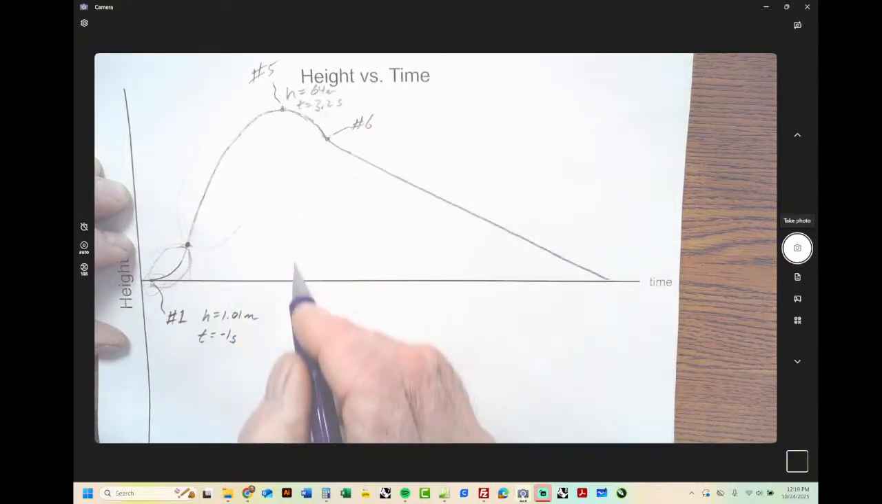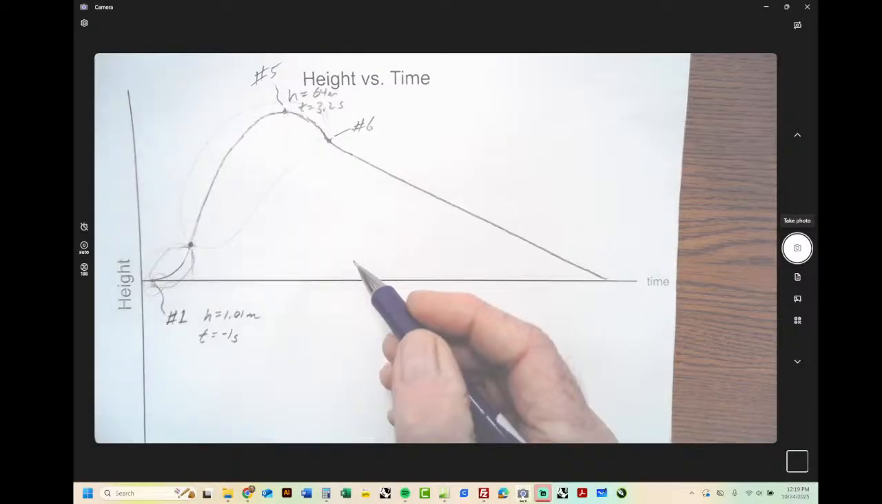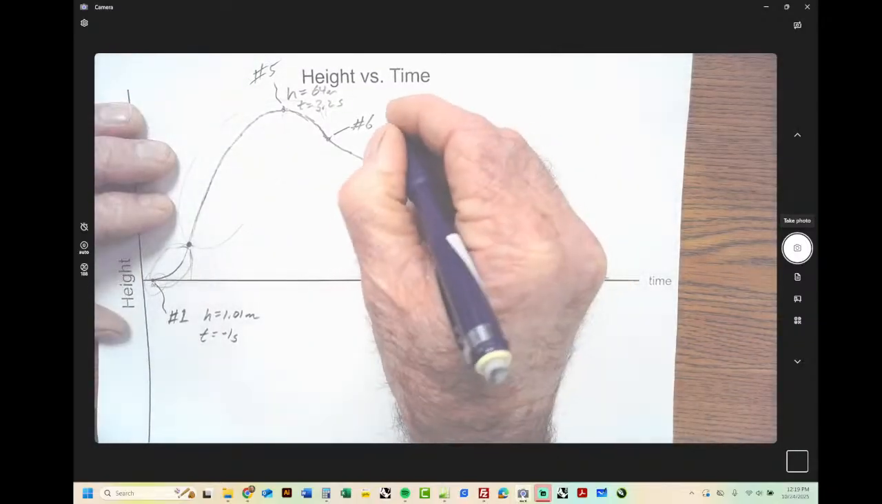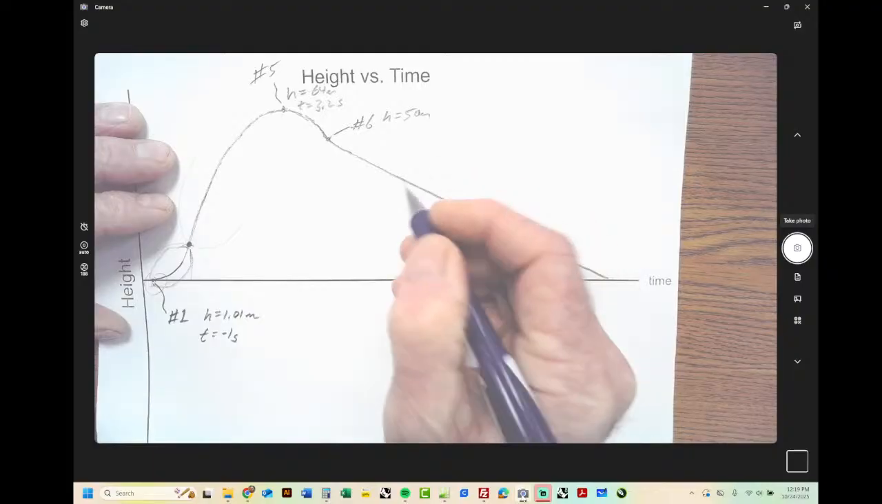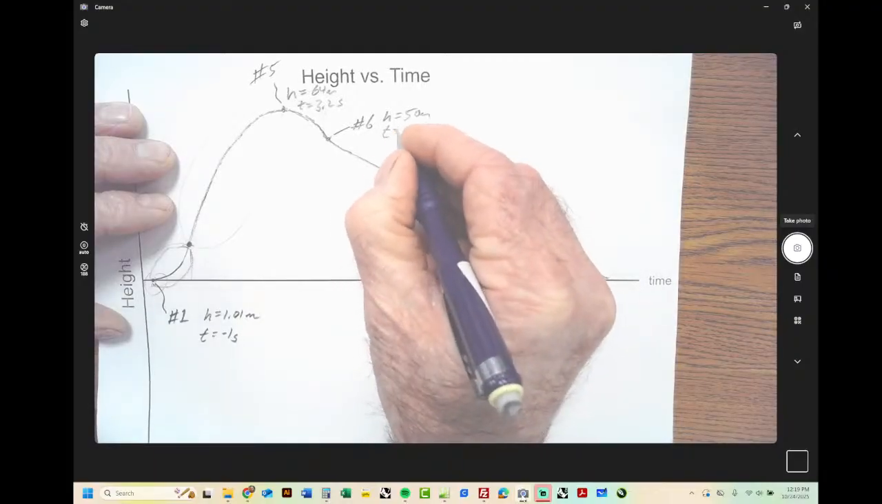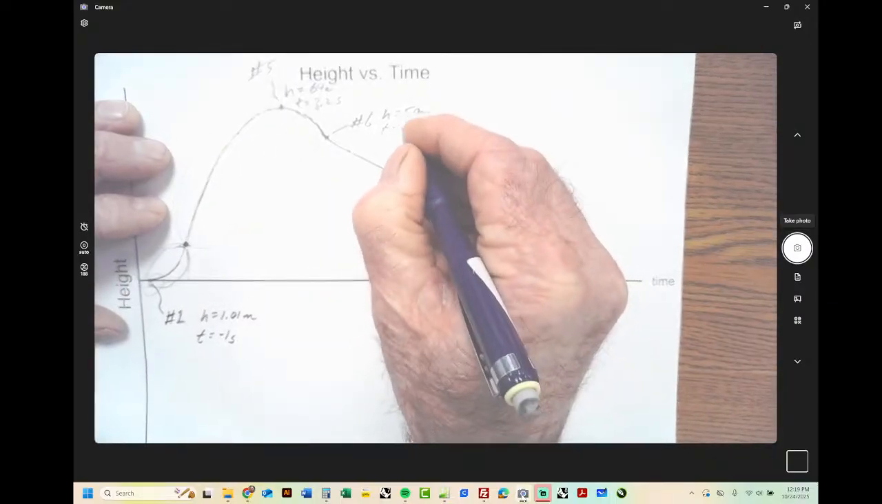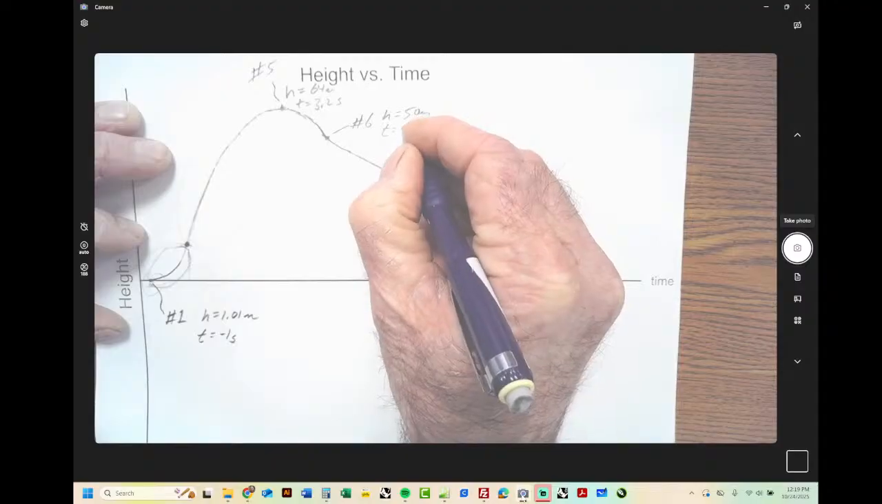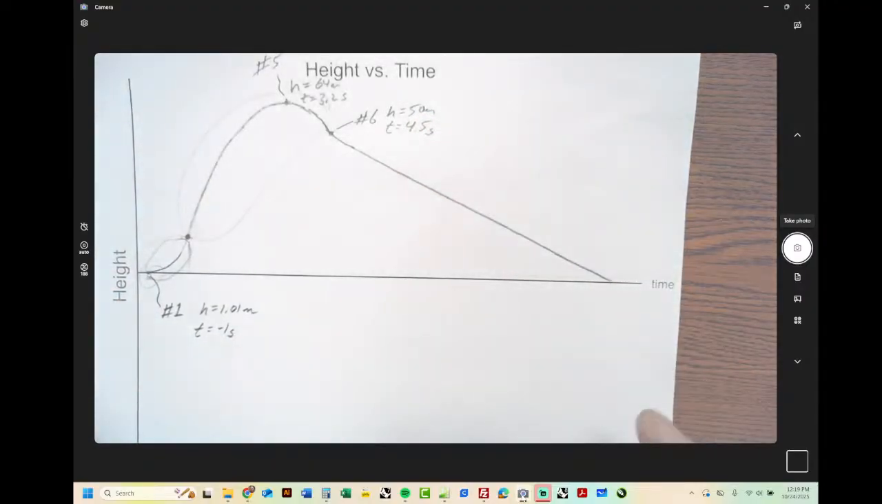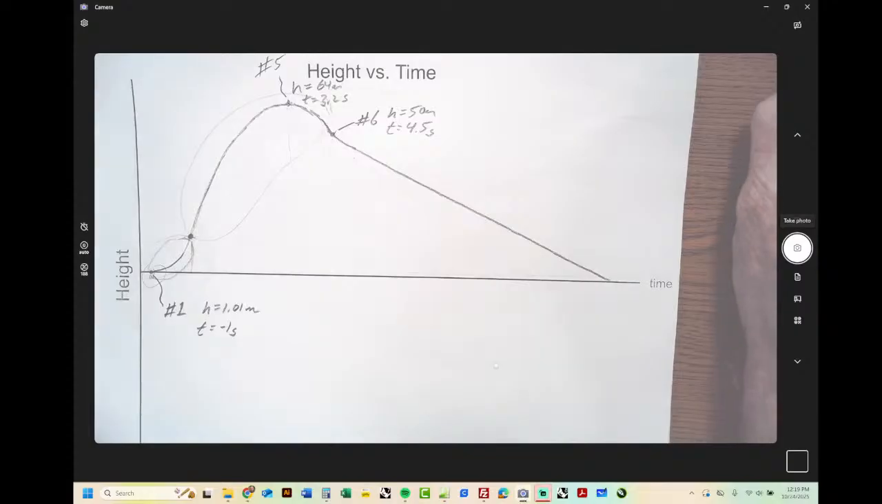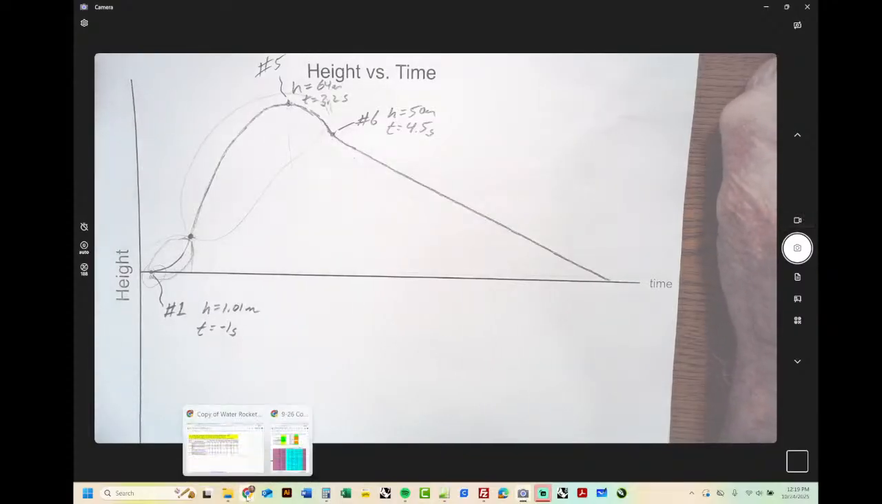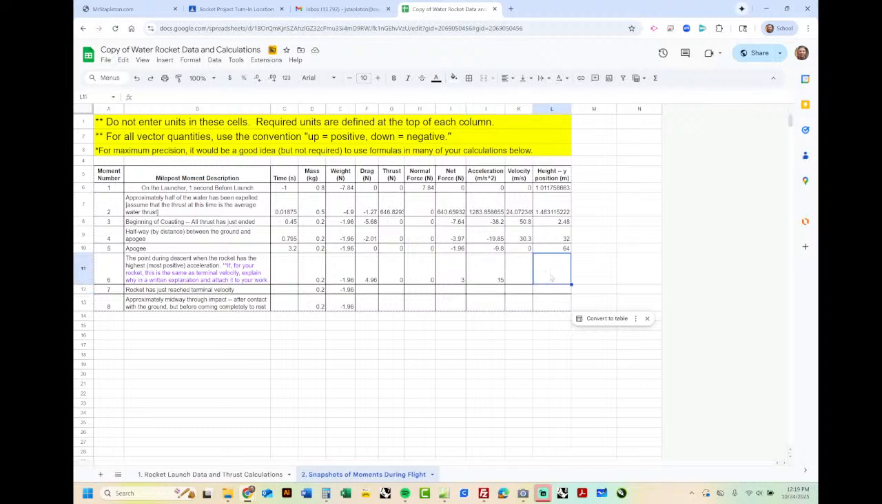So if this is 64, what might that be? I don't know. I'm just going to say 50. So I'll say the height's 50. And I'll also say that the time is, if this is 3.2 seconds, maybe 4 seconds. Maybe it's a little later, 4.5 seconds. What the heck? So that's what I'm going to put in. So this is 50, and this is 4.5.